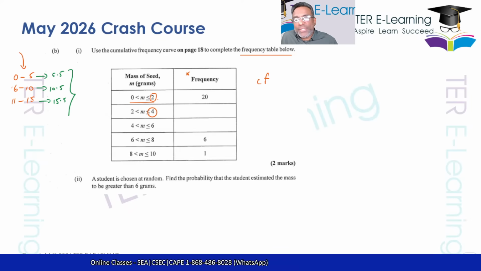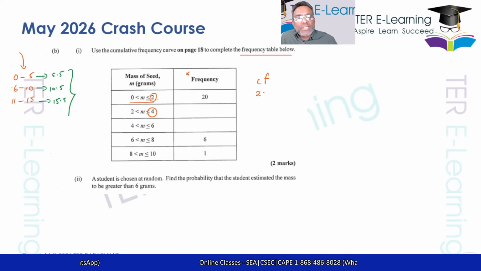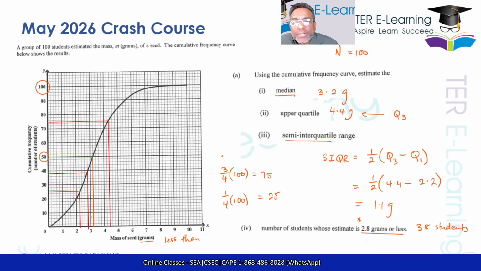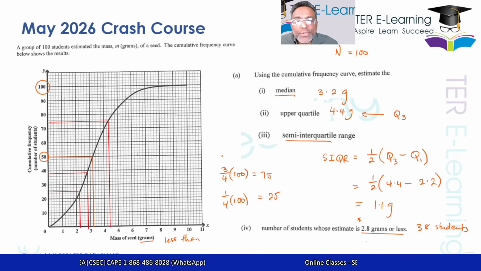So for the upper class boundary, let's read off our cumulative frequencies. 2 corresponds to 20. The cumulative frequency was 20. Let's see what 4 corresponded to. If I go to the graph, 4 looks like it corresponds to maybe about 68. For the next one, let's read off at 6. When I read off at 6, I'm getting about 93.